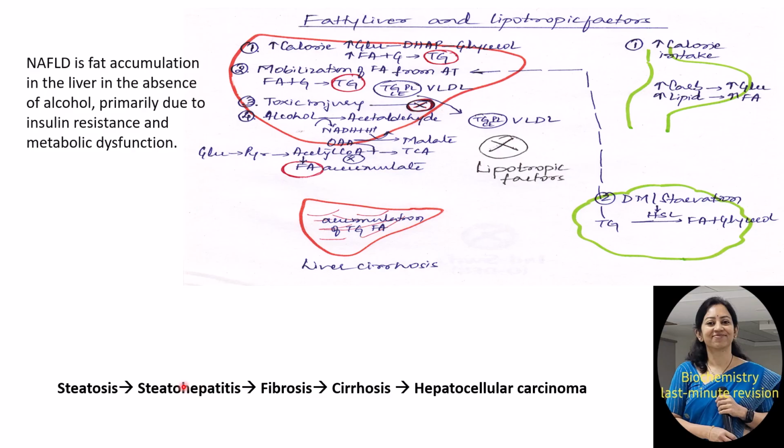The first two stages, where there occurs accumulation of fat and low grade inflammation, are reversible. Subsequently, once fibrosis sets in, which will progress to cirrhosis and hepatocellular carcinoma, this becomes irreversible damage to the hepatocytes. Now all these can be prevented when lipotropic factors are consumed.